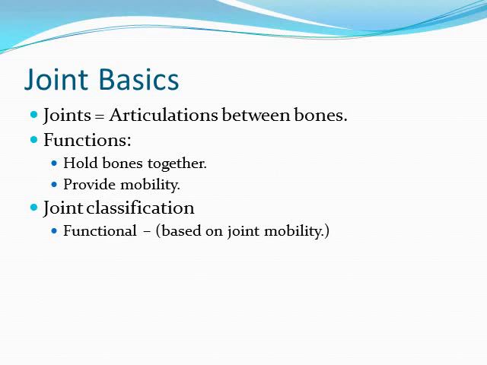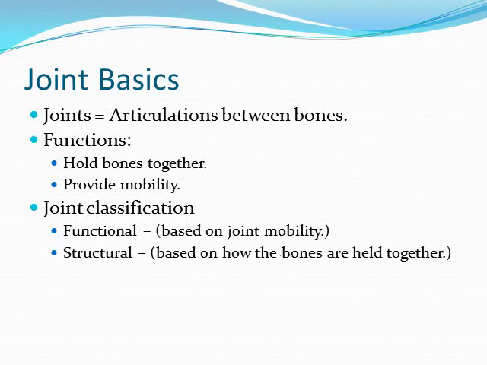Now, joint classification. I've seen lots of anatomy books, and some base their classification as either being functional or structural. Functional is based on joint mobility. So you'd be classifying joints as freely movable, semi-movable, or non-movable, basically. That's kind of a tough one because there's always some overlap between the different kinds of joints when you look at that functional classification. So in this class, we're going to focus on a structural classification.